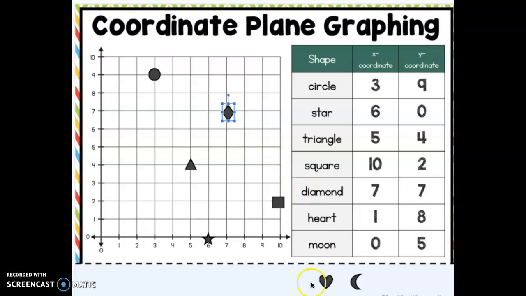Okay, heart, 1 over and 8 up. And the moon goes 0 over and 5 up. Pause if you need to look.